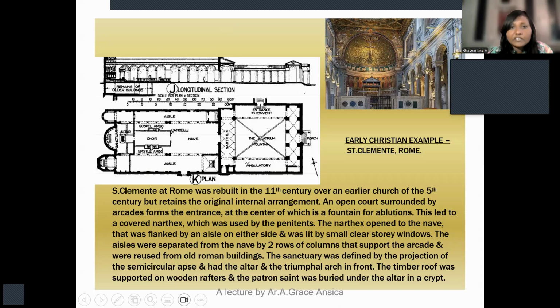So St. Clement Rome was actually built in the 11th century. It was built over an earlier church of the 5th century, and they actually retained the original internal arrangement. That is when this open court and all comes into existence, and you can see two rows of columns here, and it has a timber roof. The patron saint was actually buried under the altar in a crypt. Crypt basically means a basement chamber. Usually, the older temples have a crypt inside. So, where is the crypt? The crypt is actually under the altar portion.